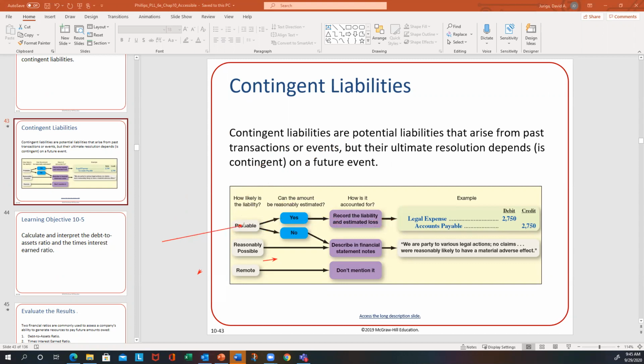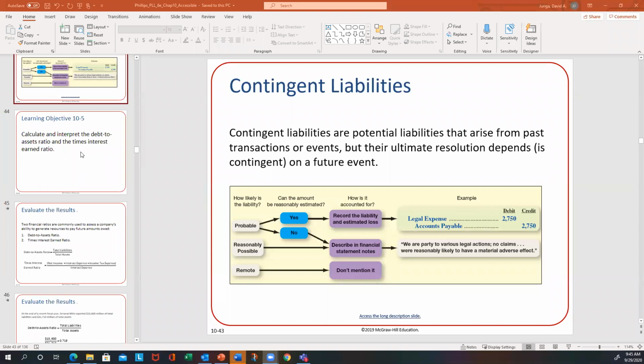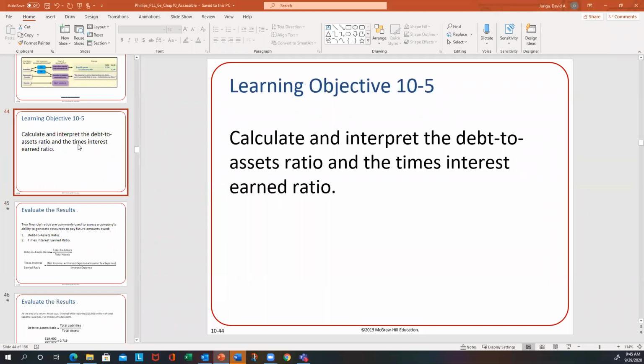If the likelihood is probable, but you cannot estimate the amount, you don't have to accrue it, but you still have to somehow put it into your financial statements and say, we may have this potential liability. You have to let your investors and creditors know about what's happening, as it could affect your future financial statements. In the second scenario, if it's reasonably possible, the only thing you have to do is put it in the notes to the financial statements. The one that's remote, you don't have to do anything about, because again, it's remote and not likely to happen.